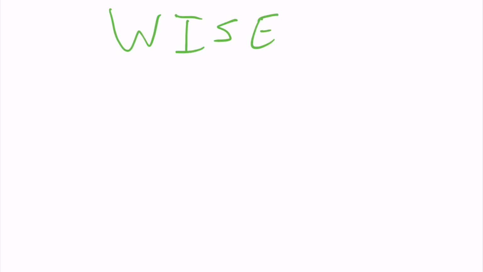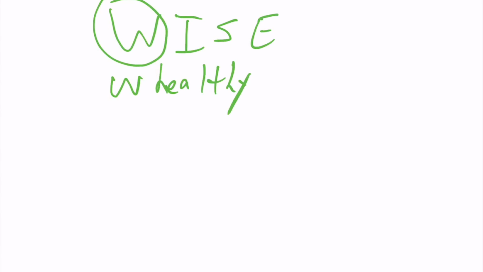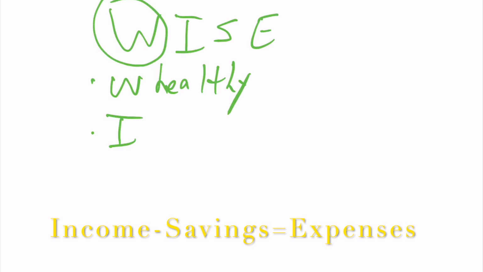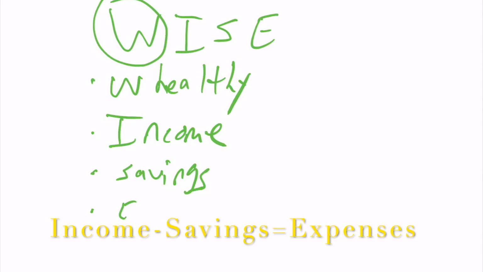In case you didn't figure it out yet, the W stands for wealthy. What wealthy people are doing. When I say wealthy, I mean people who have passive income, people who saved money and invested money in strategies that provide passive income for them. What do they do? They go just the opposite. They take the income, which is the I, they subtract their savings, and then whatever is left, that's what they put away for expenses.